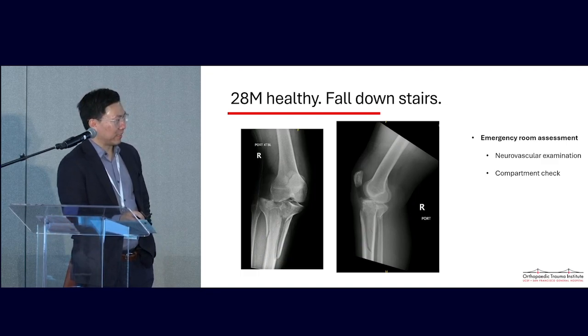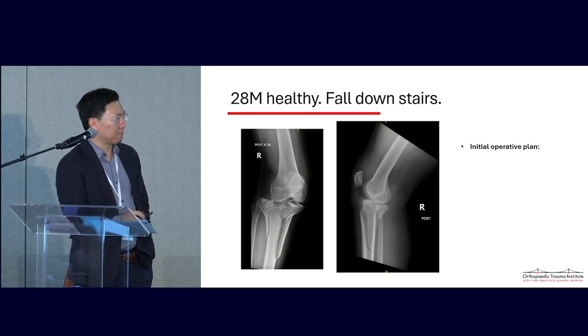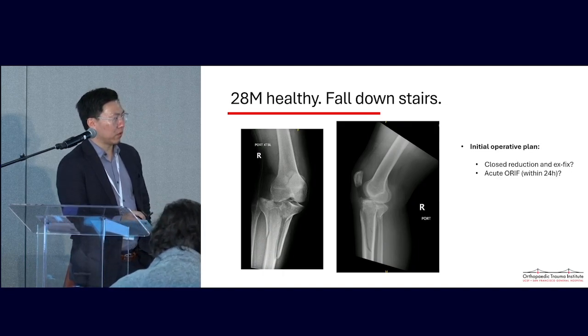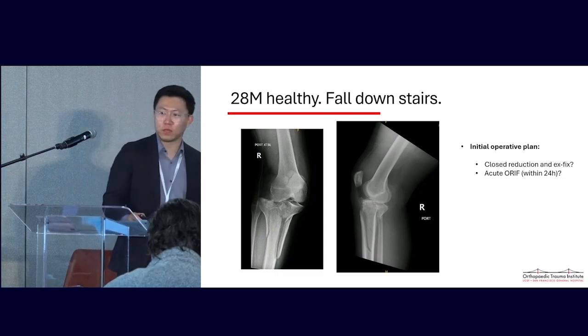So in the emergency room, of course, it's important to do a good neurovascular exam and check the compartments. Sort of the discussion points here in terms of the initial operative plan: would most people X-fix this, or does anybody consider doing an acute ORIF?